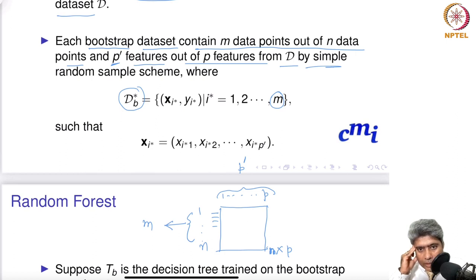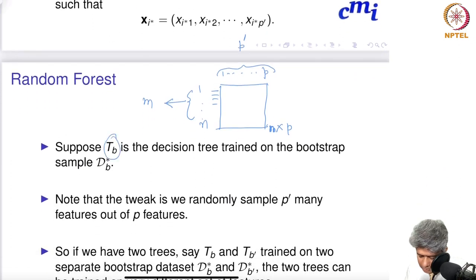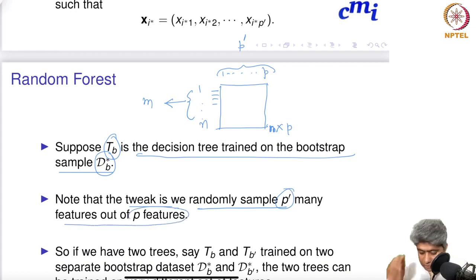Okay, and so suppose TB is the decision tree trained on the bootstrap sample DB star. Now note that the tweak is we randomly sample p dash many features out of p features. So m is also randomly sampled and p dash is also. The number of rows I am sampling randomly, the number of columns also I am sampling randomly.